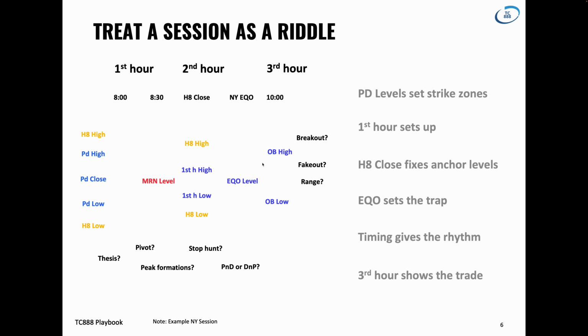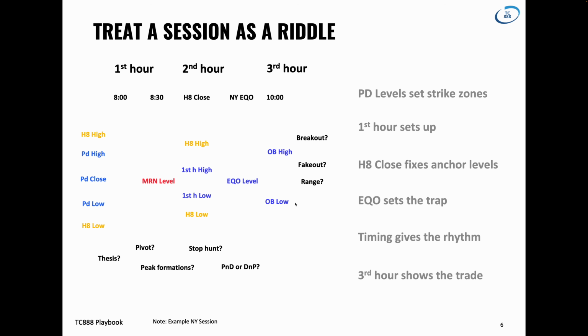So then, as you know, I look at the opening box. We will revisit that. The opening box for me is the 30 minutes from equity open to 10 o'clock. This is where the majority of the volume comes in. And then you check into third hour, breakout, fake out, or range. And there starts the real session for you. There starts off to bring everything together.